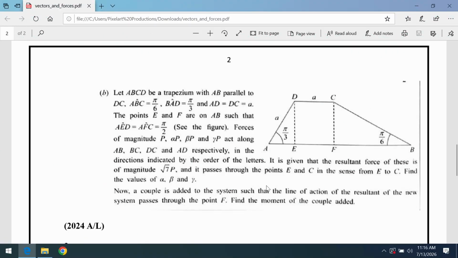Again, we have been given a resultant force. The line of action of the resultant force is also given. They are telling us that it is passing through E and C. The direction and magnitude are given. All the things are given. They ask you to find the values of alpha, beta, and gamma. Clear? Okay, let's do that part now.